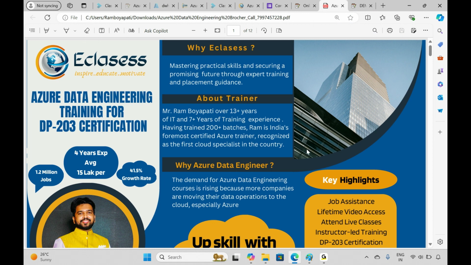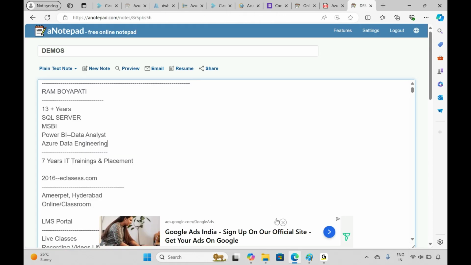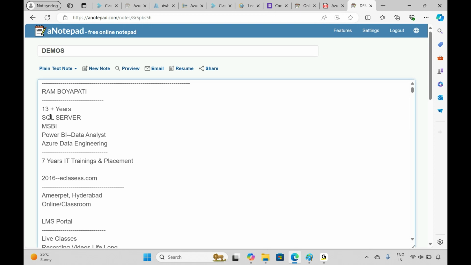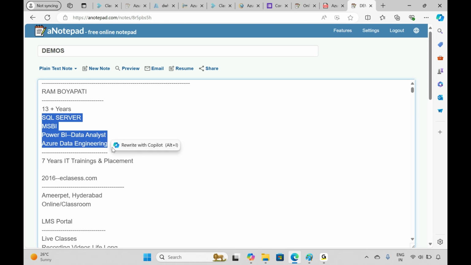Before starting off this session, I just want to give a small introduction about myself. My name is Ram Boyapati. I have around 13 plus years of IT experience, and in these 13 plus years, 7 plus years of training experience, having trained almost 200 plus batches so far. I've also been working on SQL Server, MSBI Stack, Power Platform Stack, and Azure Data Engineering Stack. These are all the technologies I've been working on.